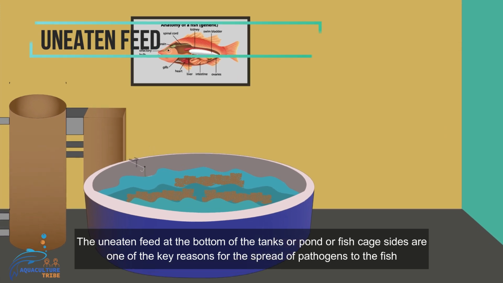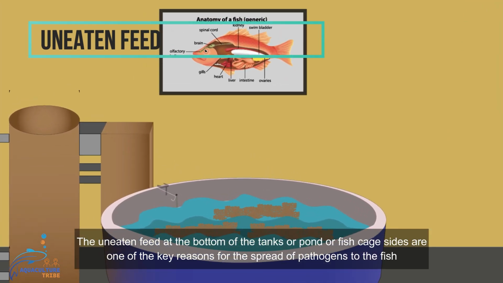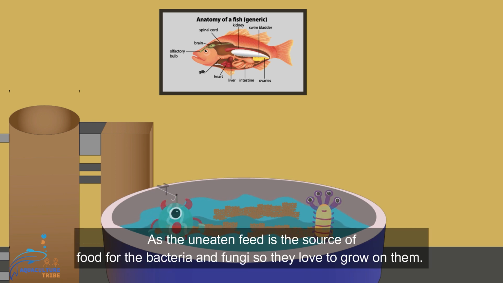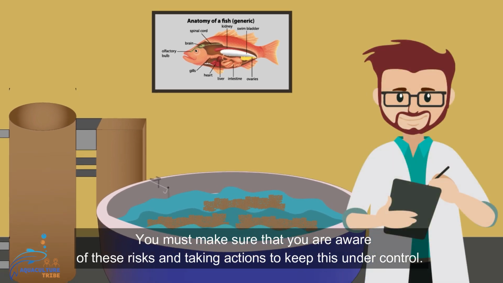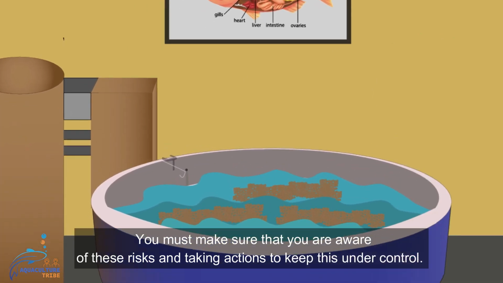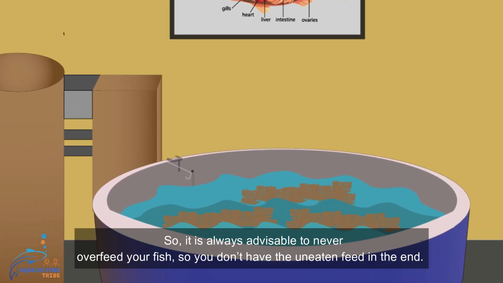The uneaten feed at the bottom of the tanks, ponds or fish cages is one of the key reasons for the spread of pathogens to the fish. As the uneaten feed is a source of food for bacteria and fungi, they love to grow on it. You must be aware of these risks and take actions to keep this under control. So it's always advisable to never overfeed your fish, so you don't have uneaten feed in the end.